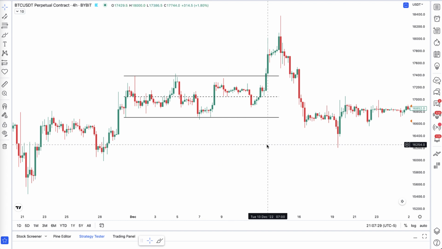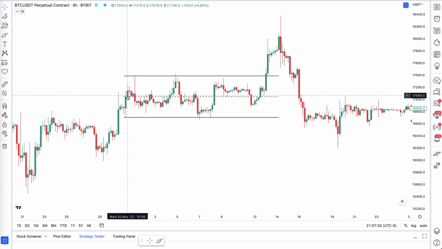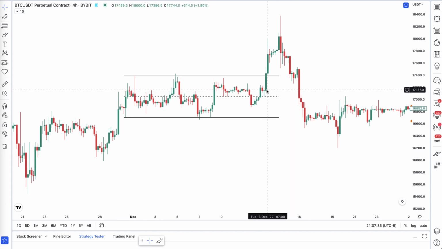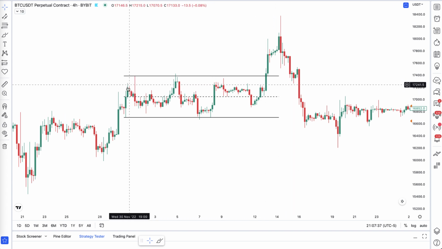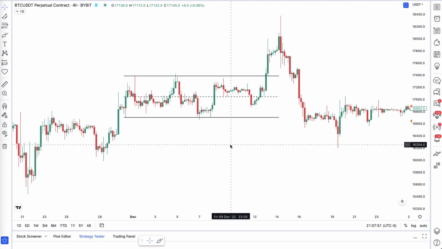But how this works is very simple. As you can see, for this whole period of time, which in this example is, let's see, about 2 weeks, it's spent trading within this range, within the range of 16,700 to 17,400.